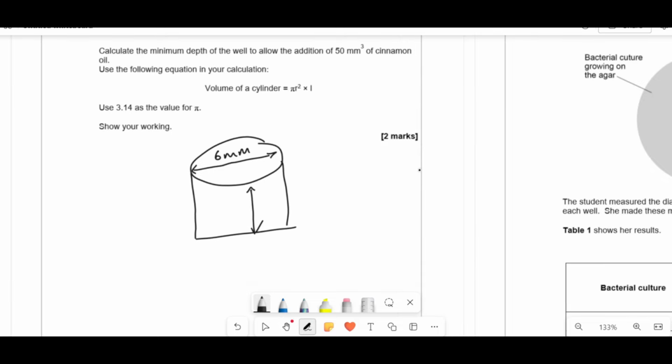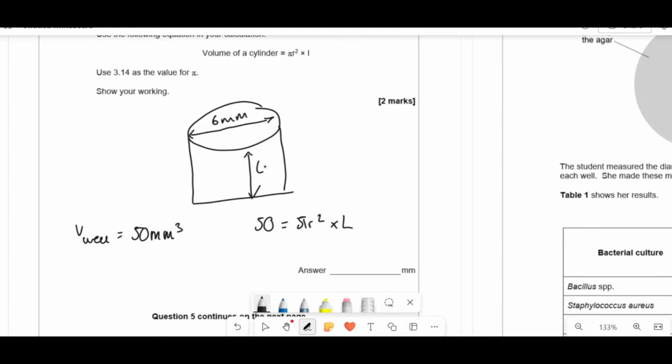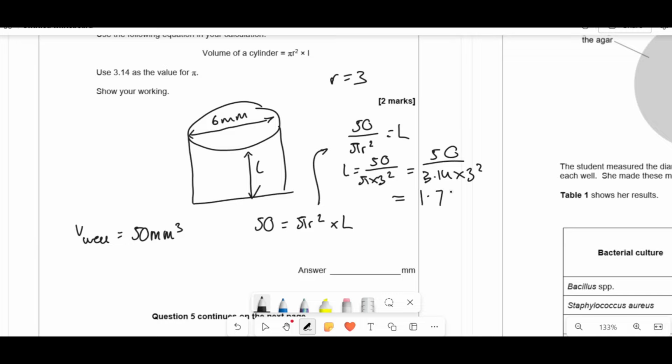So that means in order to fit that in, the volume of this well must be 50 millimeters cubed, which they've told you is a cylinder. So that means that 50 equals pi r squared L, right? Now this is L, the depth, which is what we want. So if I just move it here, 50 divided by pi r squared is going to equal L. Now, r is the radius. They've told you the diameter is 6, so r is 3. So that means that L equals 50 divided by pi times 3 squared. But they've told you to use 3.14, so it's going to be 50 over 3.14 times 3 squared. If we do that, we get 1.769. Let's do it to the same number of significant figures they gave us, 1.77.